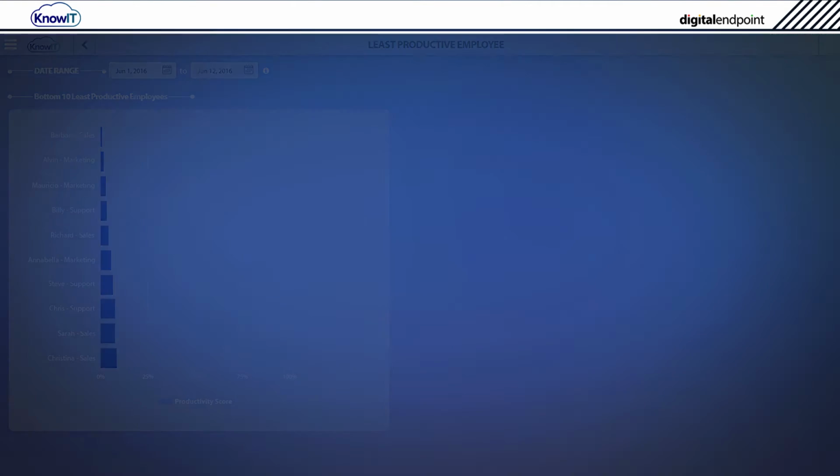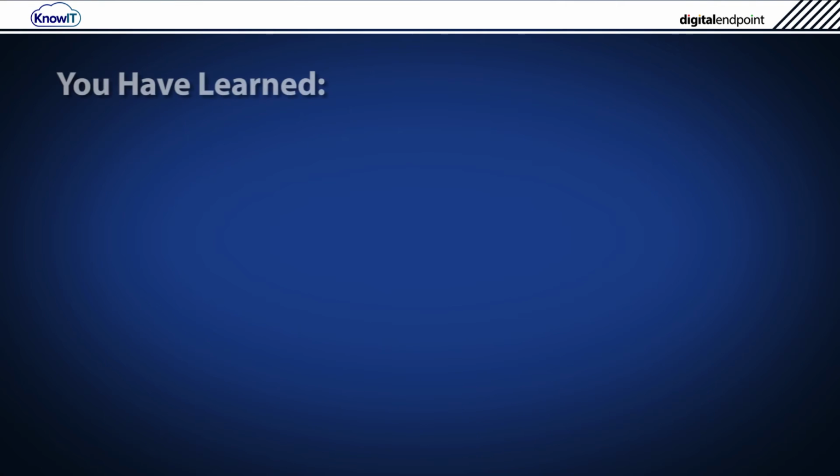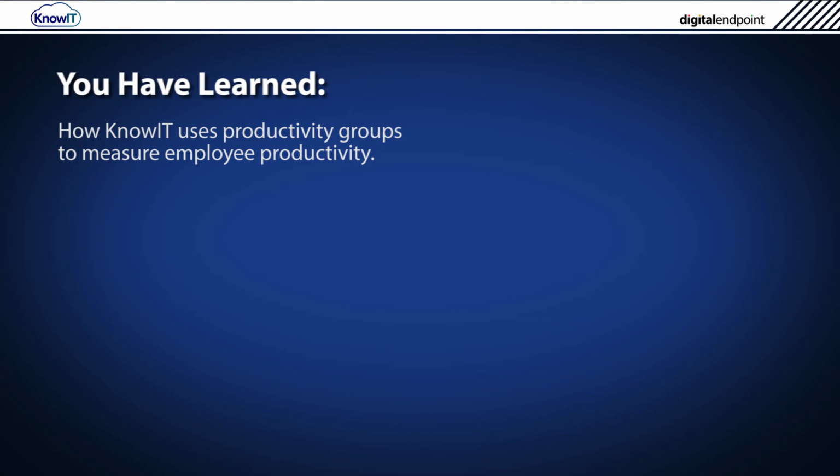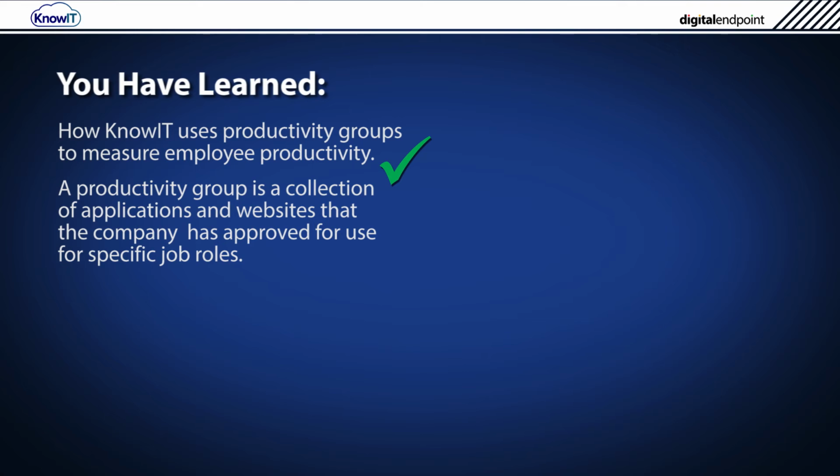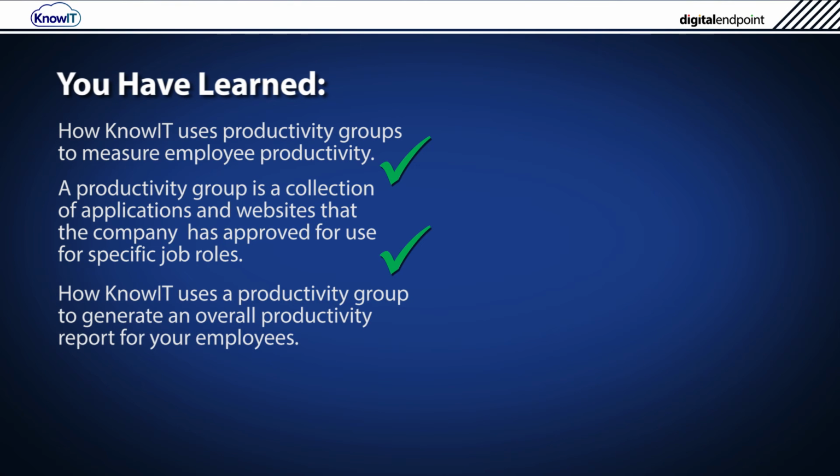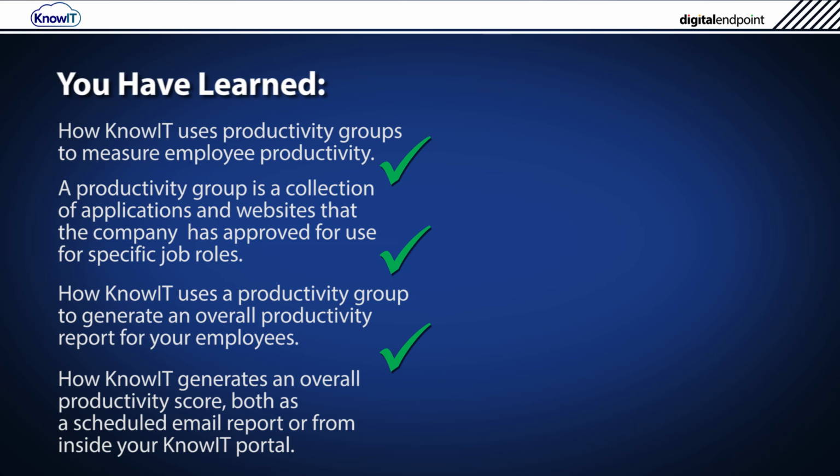And this concludes this KnowIT video tutorial. In this video, you've learned how KnowIT uses productivity groups to measure employee productivity. You've learned that a productivity group is a collection of applications and websites that the company has approved for use for specific job roles. You have learned how KnowIT uses a productivity group to generate an overall productivity report for your employees. And finally, you have learned how KnowIT generates an overall productivity score, both as a scheduled email report or from inside your KnowIT portal, and how these reports can help you better understand your employees' productivity.